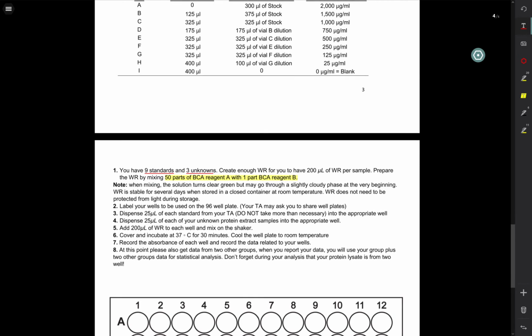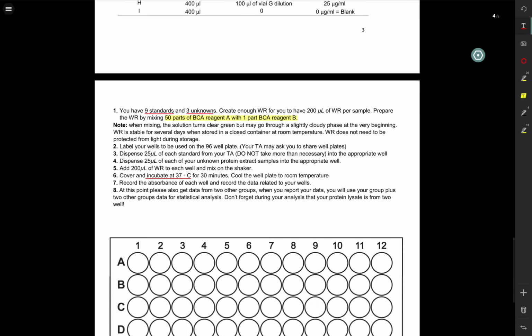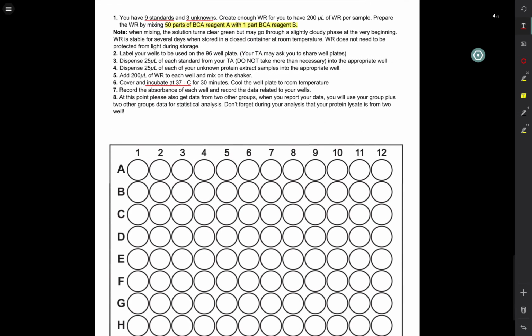Again, while it's incubating, take some time to talk to your TA about the theory of this lab and how BCA actually works. At the same time, if you haven't started already, I'd recommend thinking about the independent lab projects. They're coming up soon, and you should be thinking of ideas that you can discuss with your TA so they can help you. Again, please remember to get data from other groups, as this is going to be the data you'll use for your statistical analysis and the lab reports.